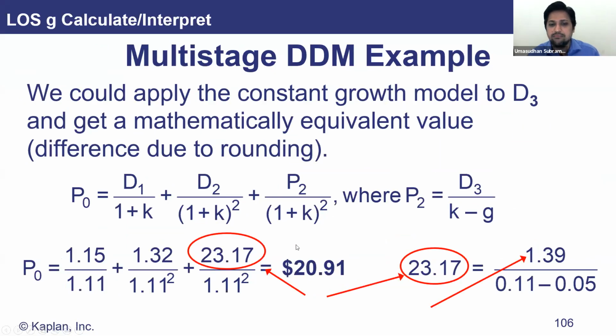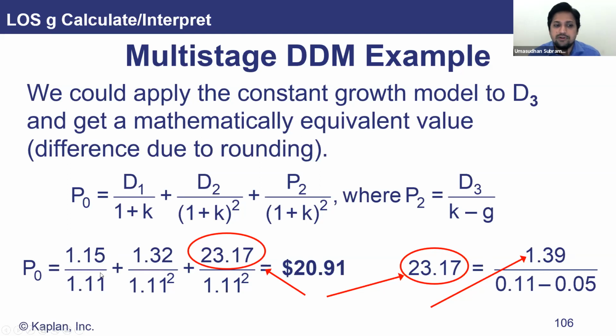That's the value of the company. You get this? 20.89. So see what's happening. This is the first year dividend discounted for 1 year, second year dividend discounted for 2 years. Then you have the terminal value of 23.17 based on the year 3 dividend, further discounted back to year 0. That's what we are trying to do here.